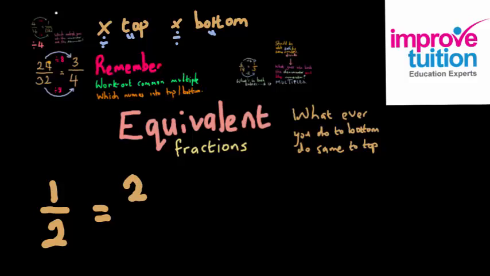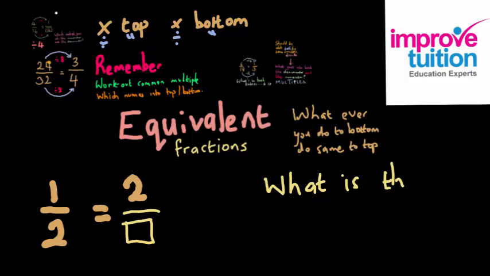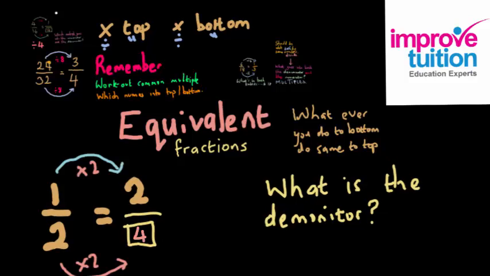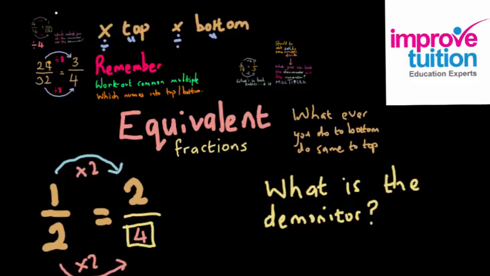So if we've got a half and we have a numerator of 2, what goes into the denominator? So the question is, what is the denominator? So it's 2 over 4. We multiplied the top by 2 to get 2 and the bottom by 2 to get 4. So 1 times 2 is 2 and 2 times 2 is 4.